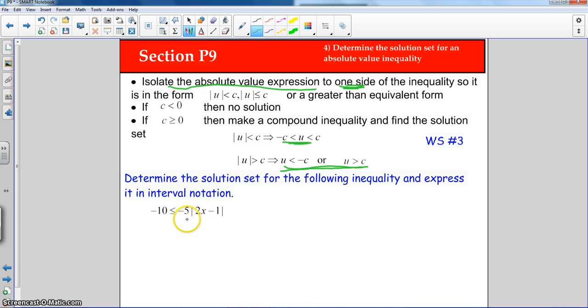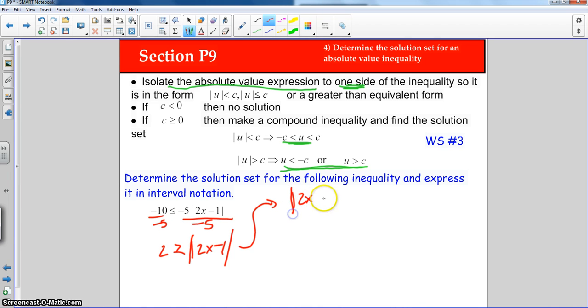So for example, let's work through this problem. I have negative 10 less than negative 5 times the absolute value of 2x minus 1. So again, first thing I do is divide by 5. I get 2 greater than or equal to the absolute value of 2x minus 1. And now, which form is this in? Well, let me actually rewrite this. So I have the absolute value of 2x minus 1, and I have 2, and the sign is opening up towards 2.